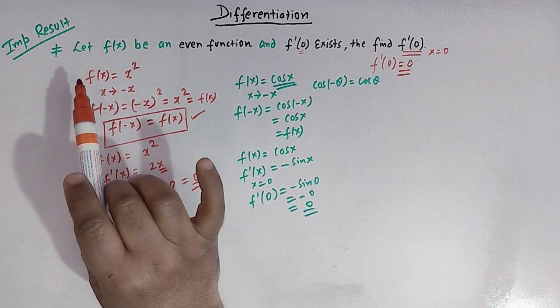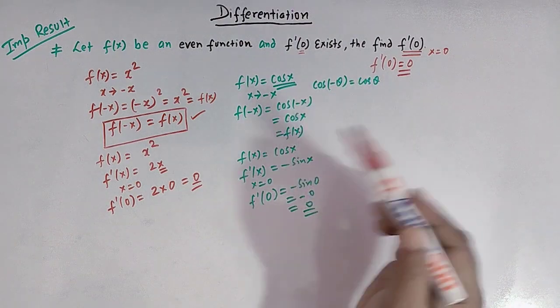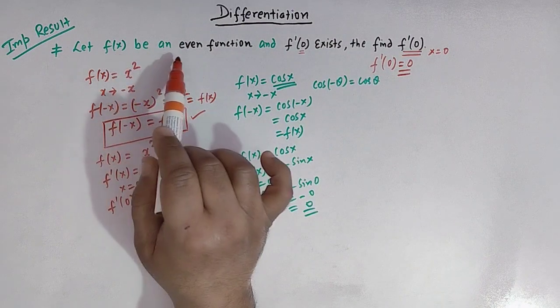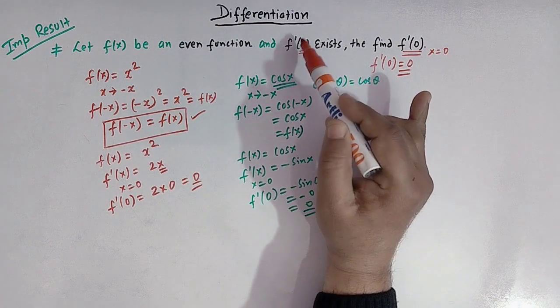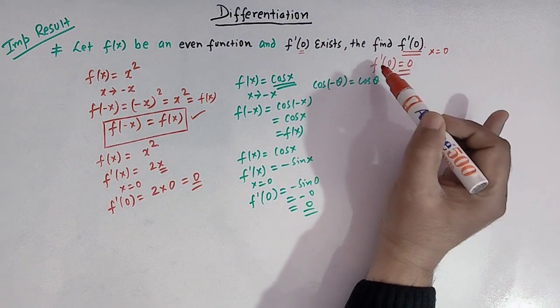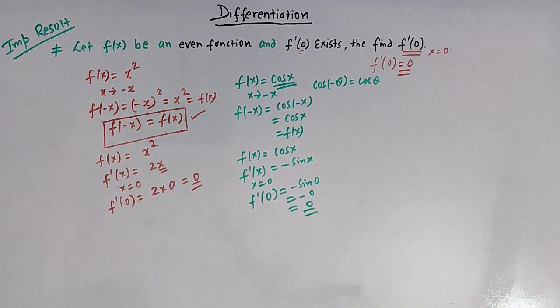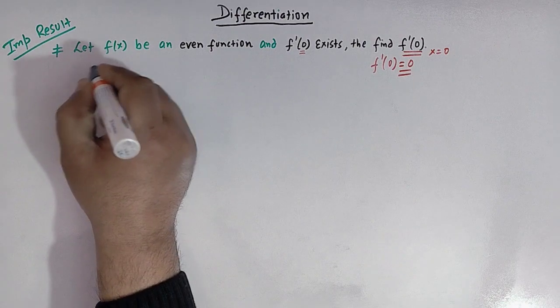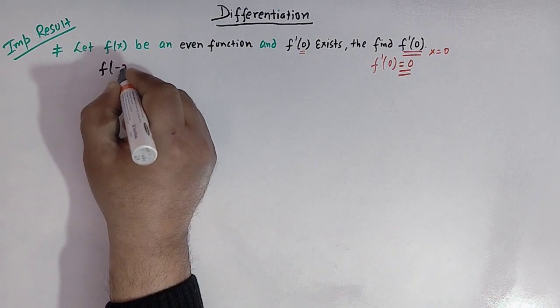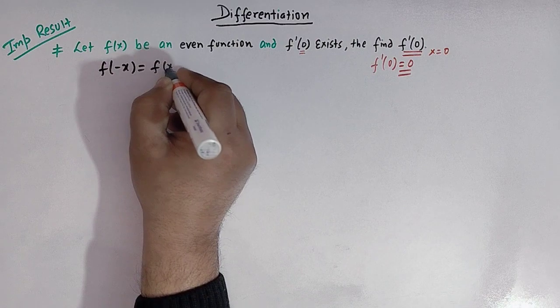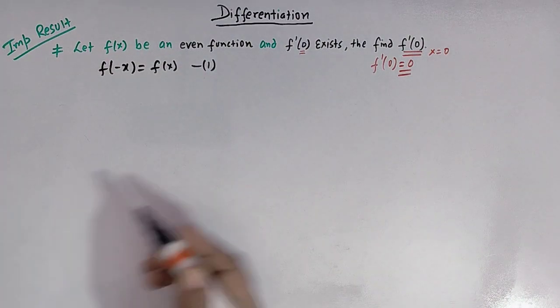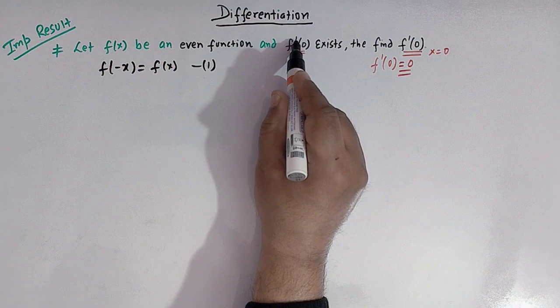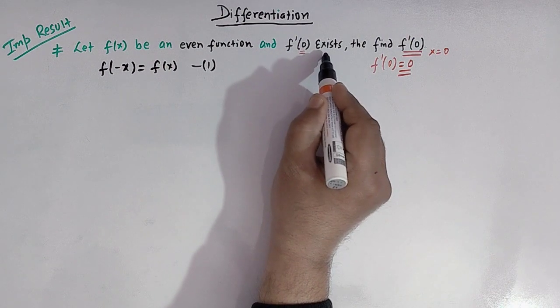Now we will prove in a general way that when f(x) is an even function and f prime of 0 exists, then f prime of 0 is equal to 0. So let us prove it. So now here we are given that f of x is an even function. So the first thing is that f of minus x must be equal to f of x. Okay, now here we are given that f prime of 0 exists.